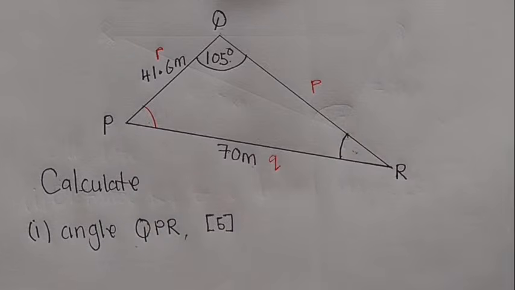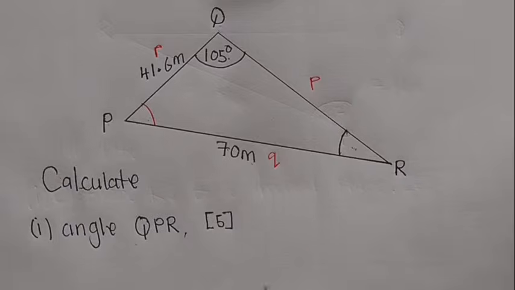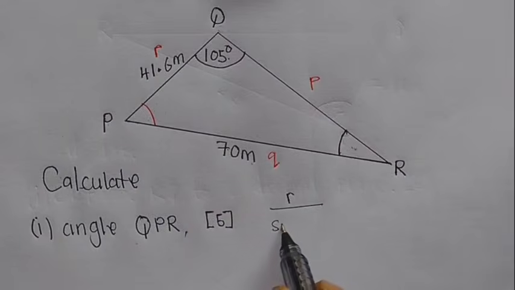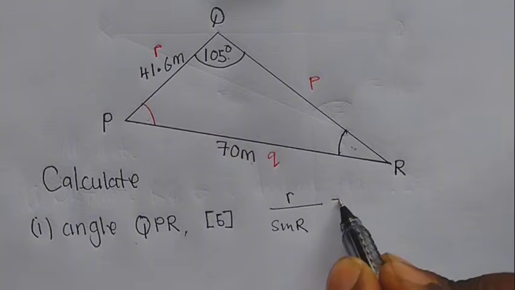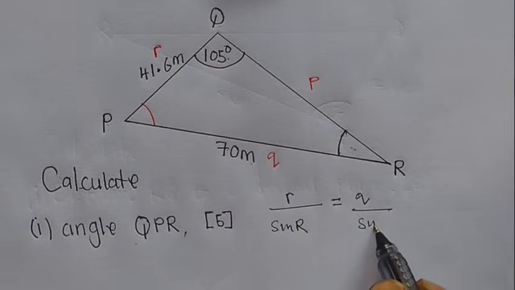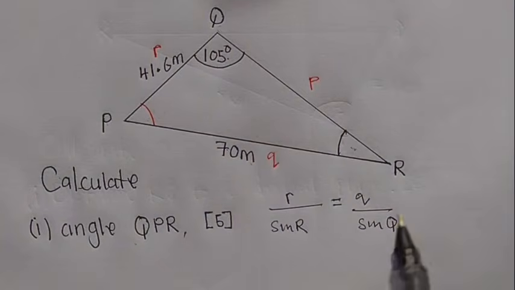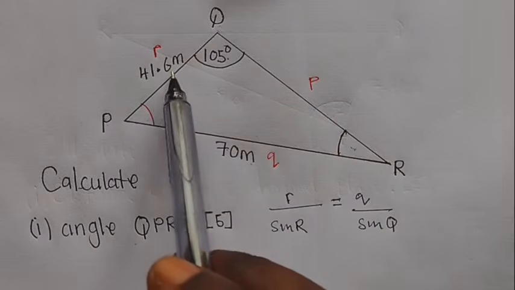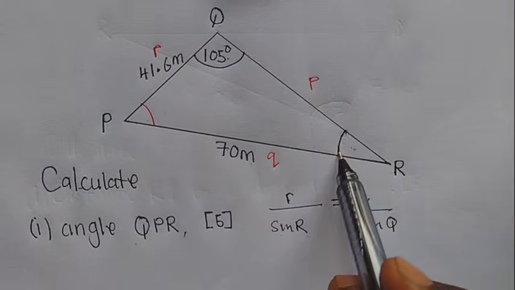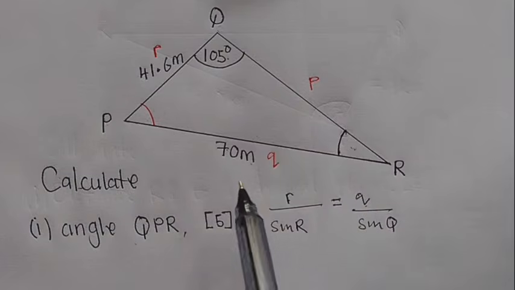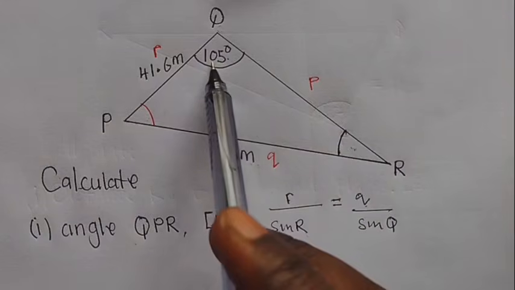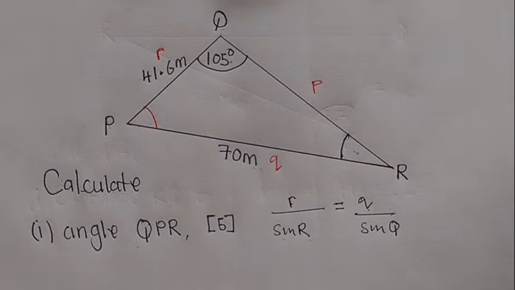So we know what the sine rule is. We are going to say r over sine R is equal to q over sine Q. Make sure you take what you have been given. This r is the side which is right here, and sine R represents the angle at R. This q is the side that we have, small letter q right here, then sine Q represents the angle at Q.